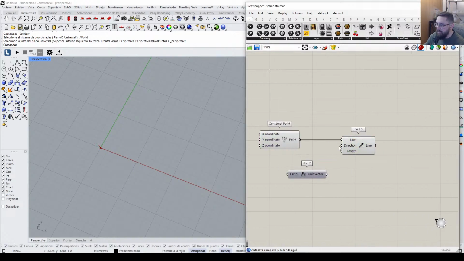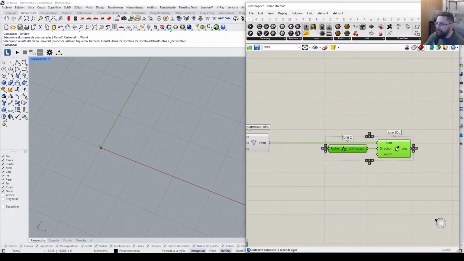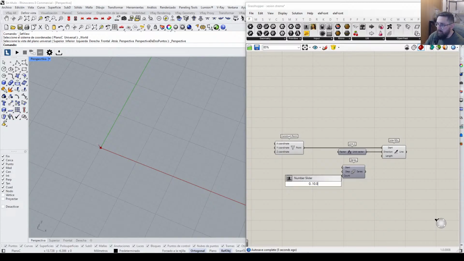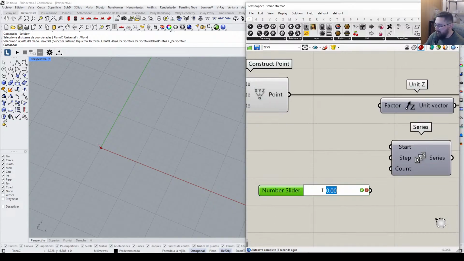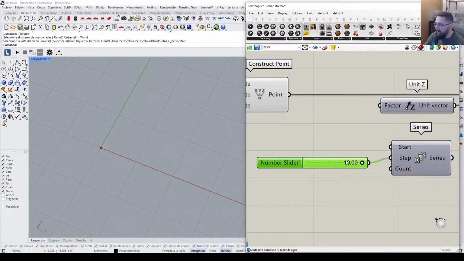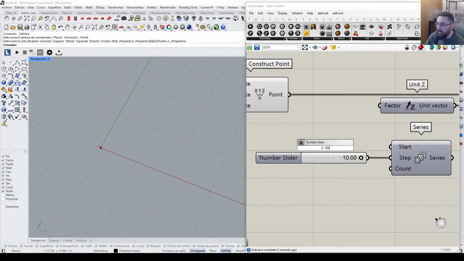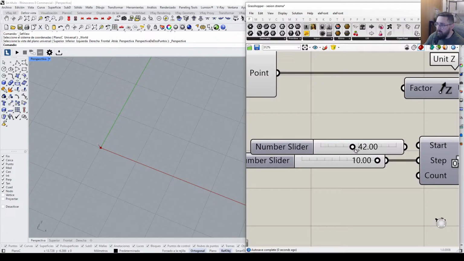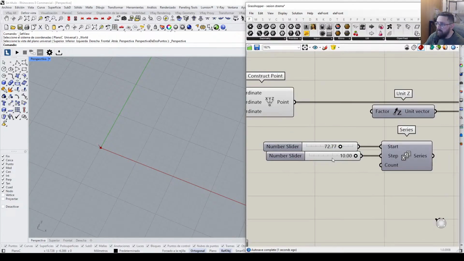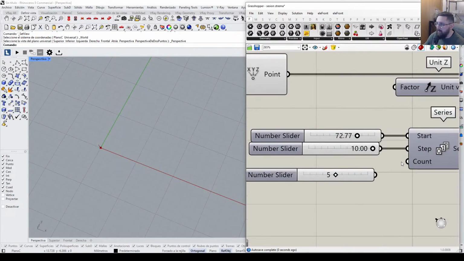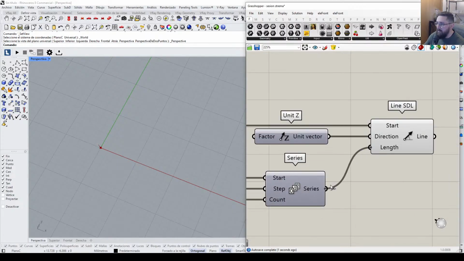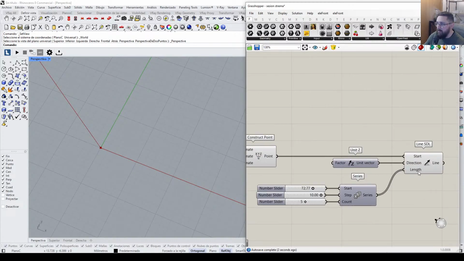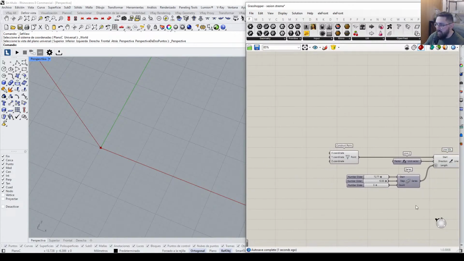Okay, direction would have to be Z. Length needs to be progressive. The starting length has to be some sort of height, so I'm going to go with a starting height of 72. That's pretty big, but whatever. I'm going to say a couple of lines, length, and then this needs to be grafted, and here I need a series of points as well.